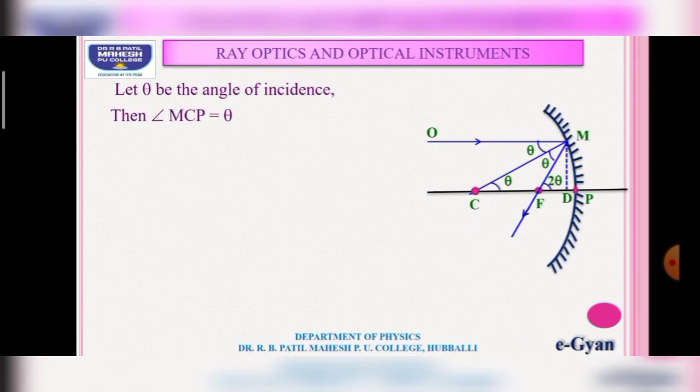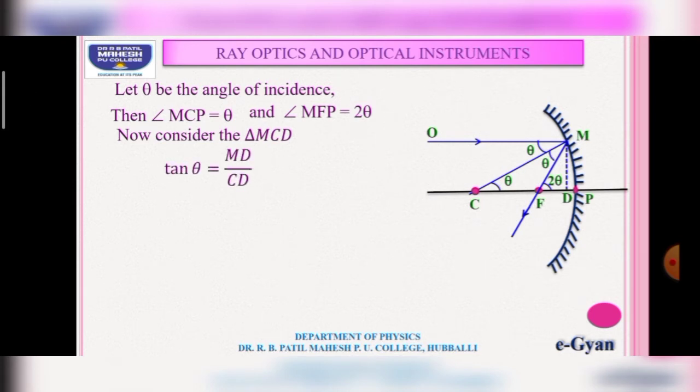Let angle MCP be equal to theta and angle MFP be equal to 2 theta. Now consider triangle MCD. This triangle is a right angle triangle, hence tan theta is equal to MD divided by CD, opposite divided by adjacent. MD is opposite and CD is adjacent. Let this be equation 1.